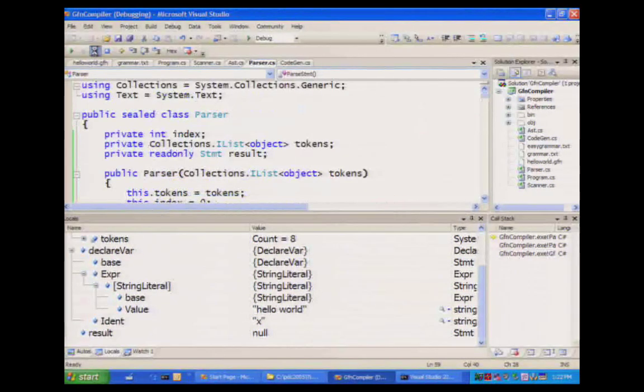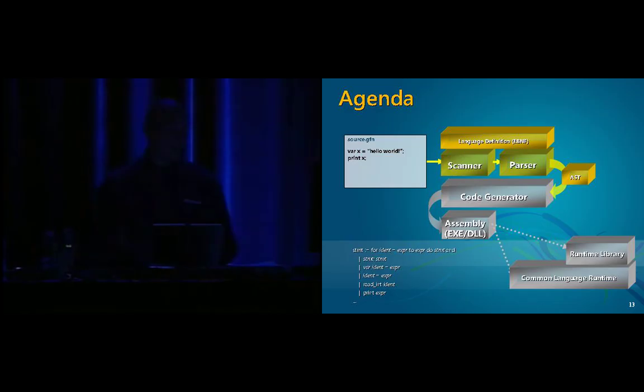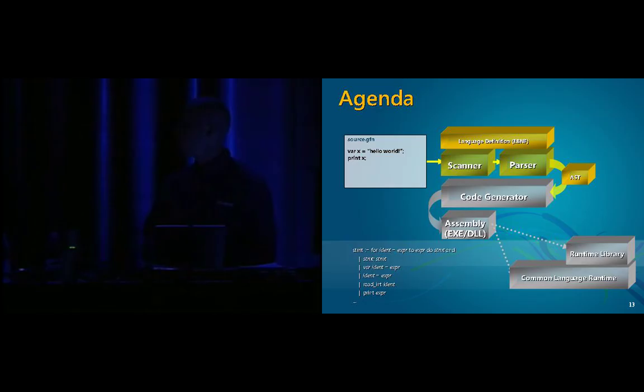So let's go back over to the slides. And now that we've constructed an AST, let's take a look at how the backend, the code generator, actually turns that into native CLR code that can actually execute.